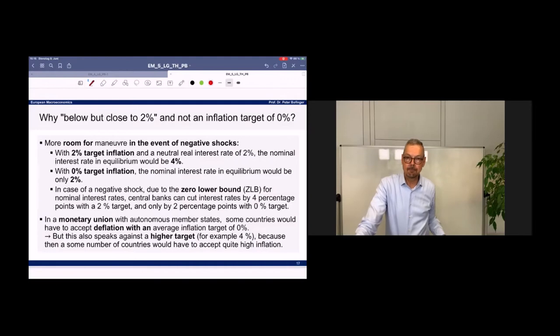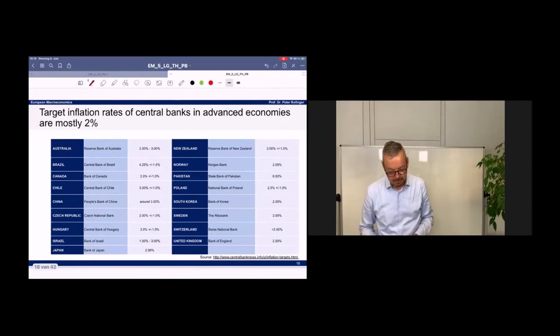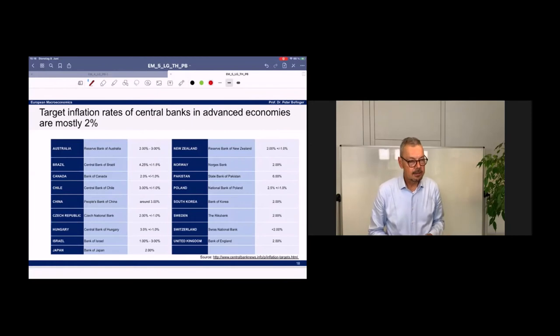And I think that's also kind of a consensus among central banks. Here we have the target inflation rates of central banks in many advanced economies, and you can see most of them have 2%. Higher inflation targets you can find in some developing countries. But in advanced economies, there's a kind of consensus of 2%.